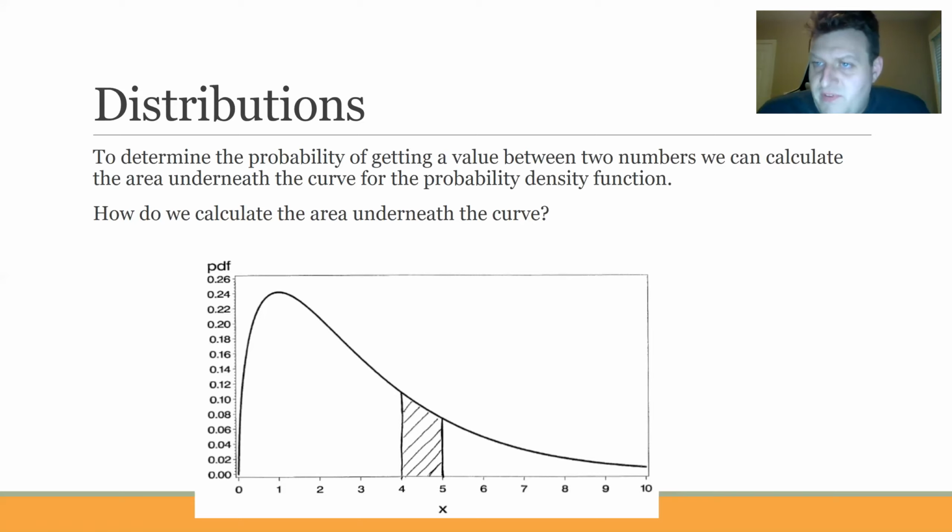All right. So maybe something that you can do is say, well, this is kind of like a rectangle, right? Maybe we can draw a rectangle here. And we know the formula for an area for a rectangle. So it's length times width. So the width here is 1, going from 4 to 5. And the length is 0.08. So we would say 0.08 multiplied by 1. So there is a 0.08, which would be an 8% probability that they get between a 4 and a 5.